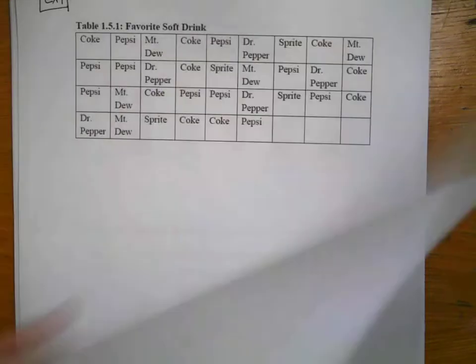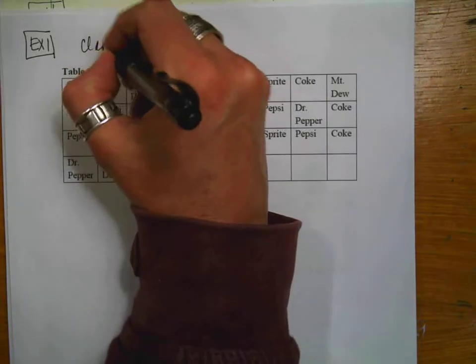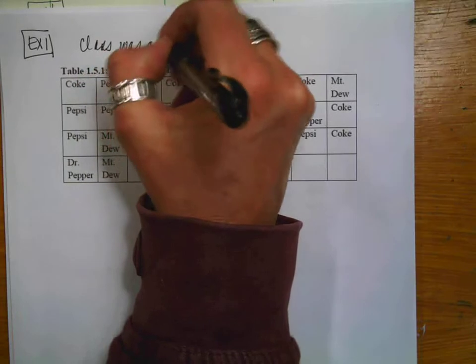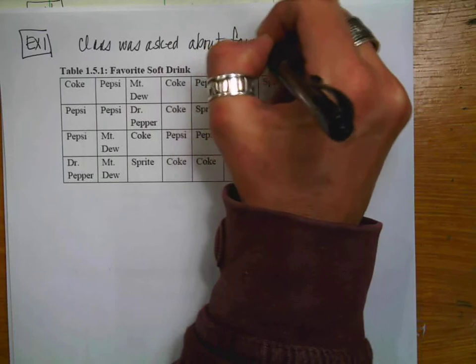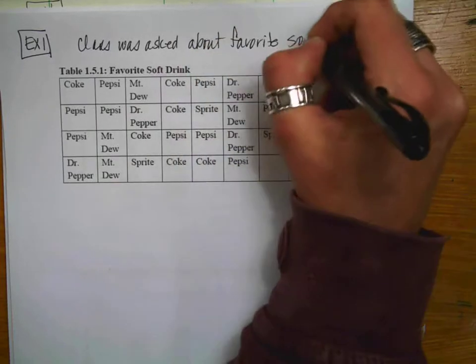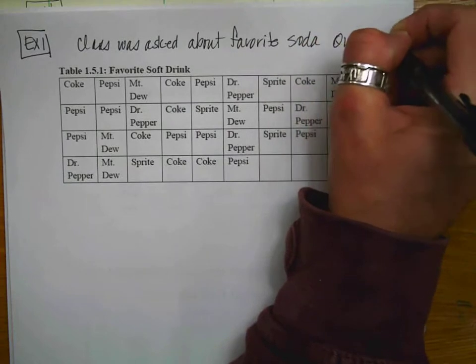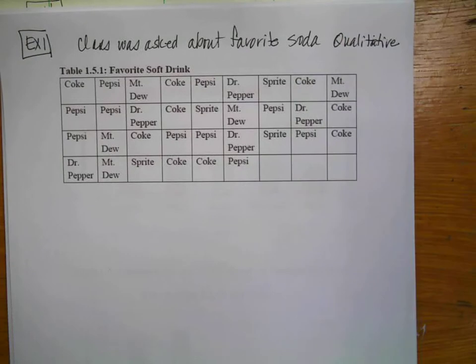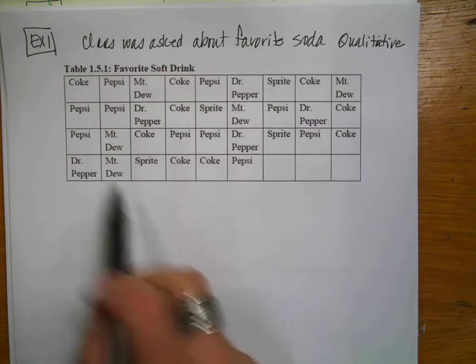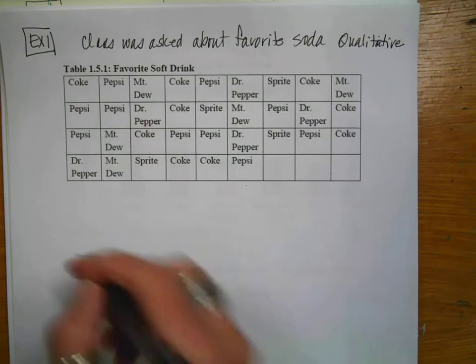So for example number 1, a class was asked about their favorite soda. And this is going to be qualitative because it's not quantitative, not a number that I can measure. It's just a personal preference. So notice that these would be the different students that responded, and these would be their soda choices.